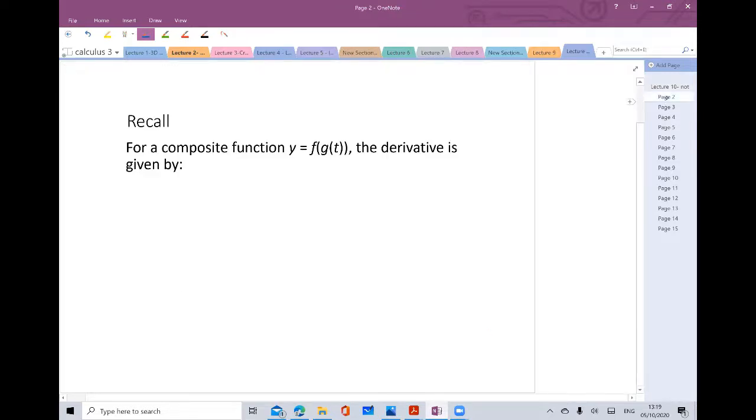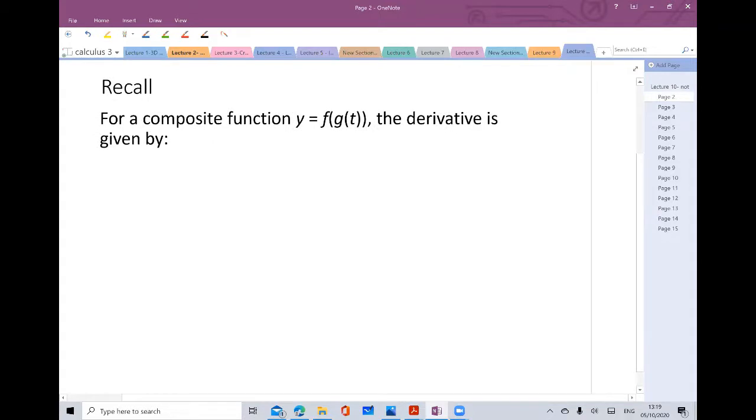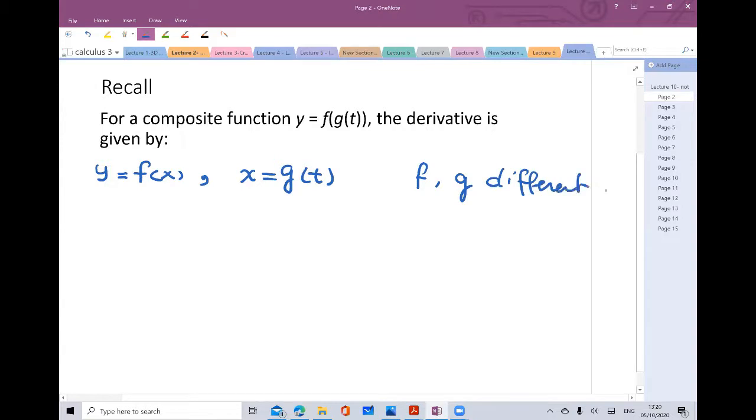First of all, let's recall when we had a function of one variable, y is equal to a function of x, where x is defined by another independent variable t, say, x as a function of t. Let's call this function g of t. If f and g are differentiable functions, then I can take the derivative of the function y with respect to t. If I want the derivative of y with respect to the independent variable t, then we applied the chain rule to do this derivative.